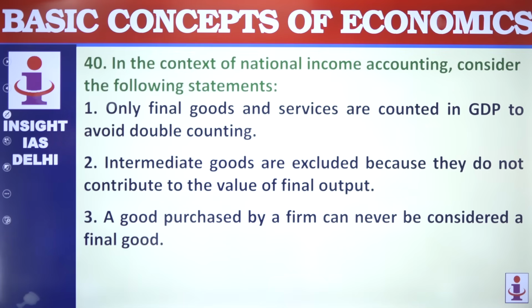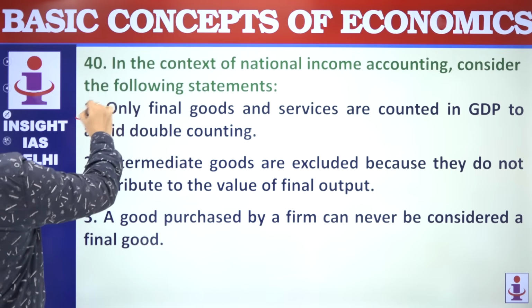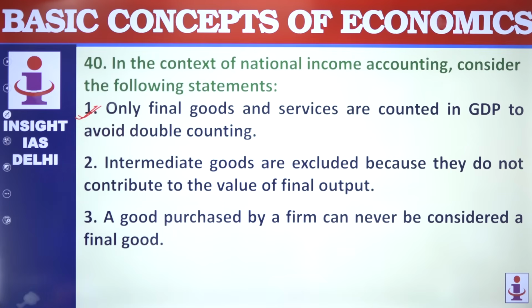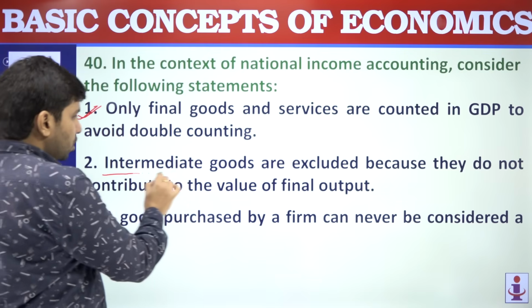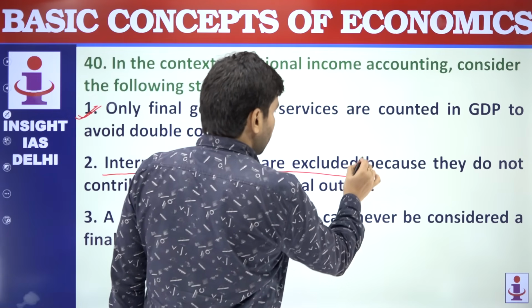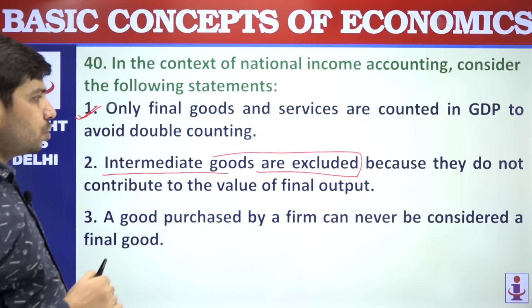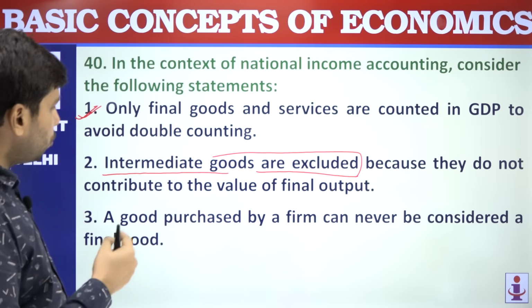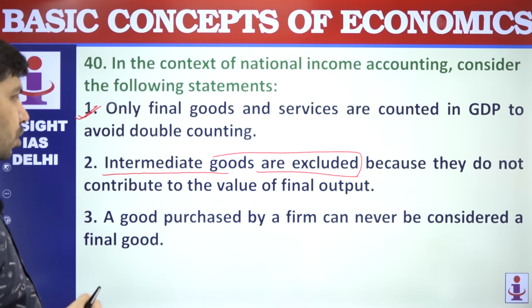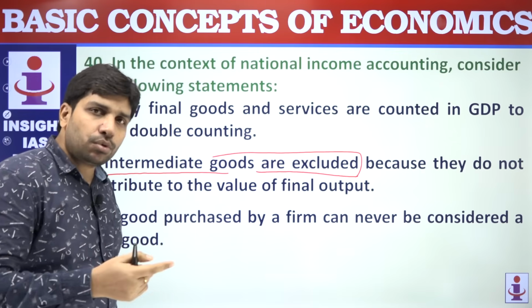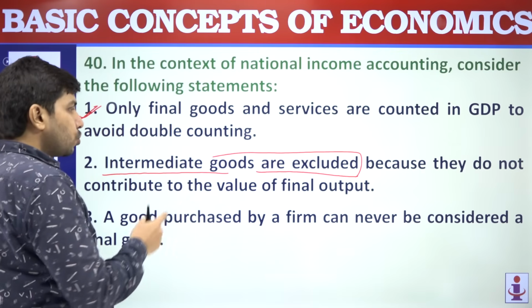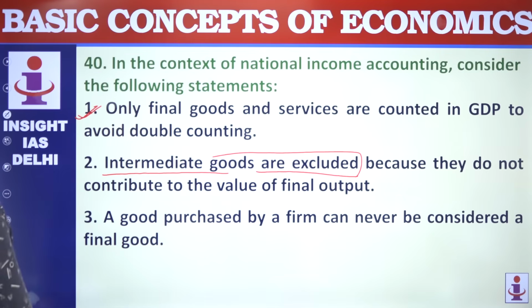Only final goods and services are counted in GDP to avoid double counting. Yes, only final ones are counted, not the intermediate ones. Intermediate goods are excluded because they do not contribute to the value of final output. Intermediate goods are excluded, but it is not because they do not contribute to the value of final output. Intermediate goods actually contribute to the value of output, but they are excluded because of double counting. So statement 2 is not correct.